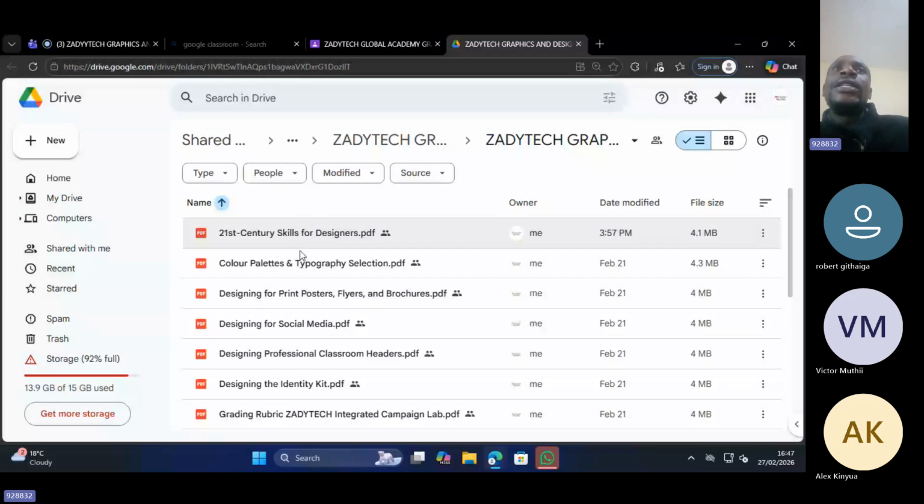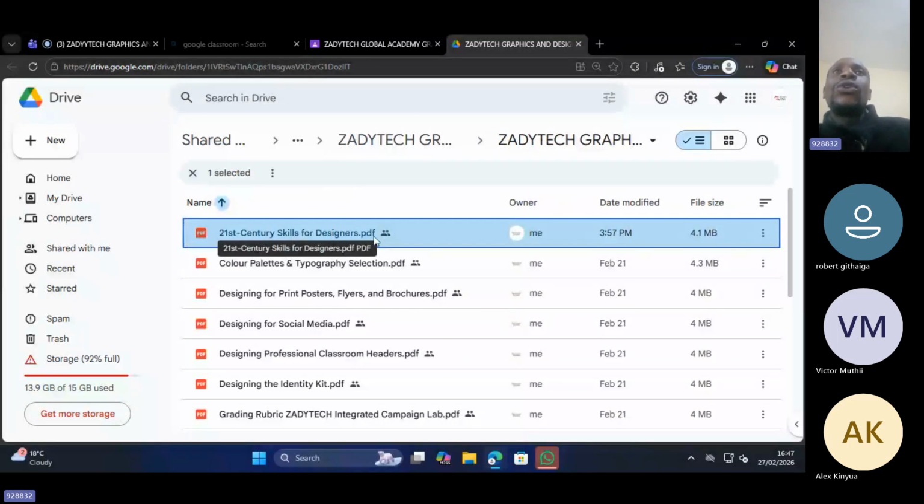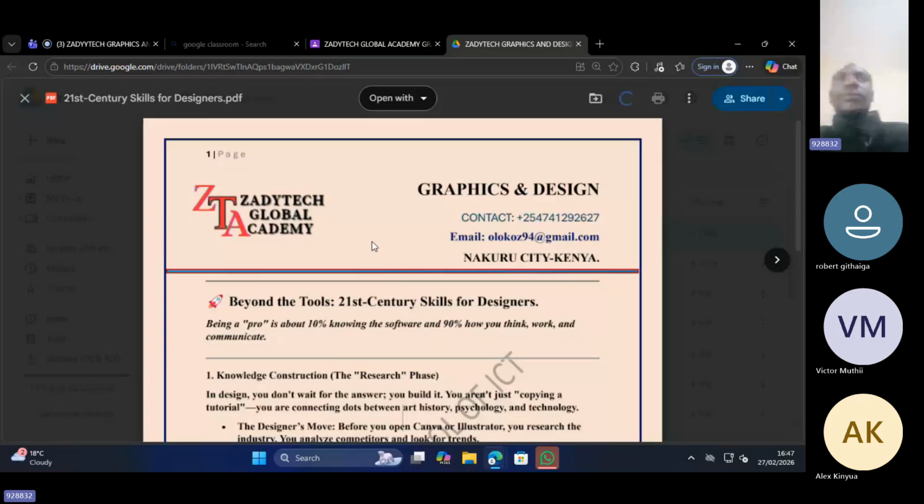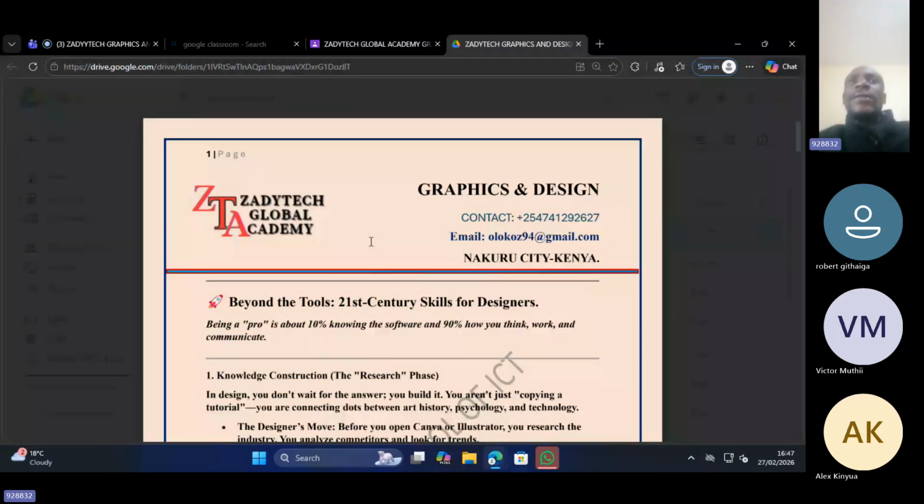Today we are interested in the first notes here, 21st century skills for designers. That's what we are going to discuss today. So I'm going to open the document, the ebook, and you can see that we have our ebook here. Now, our topic for today is 21st century skills for designers. What skills do you need in this 21st century as a designer in order to be able to compete in this global market?